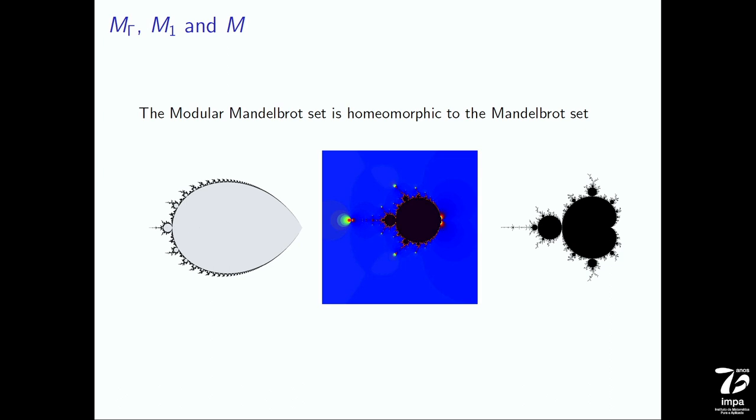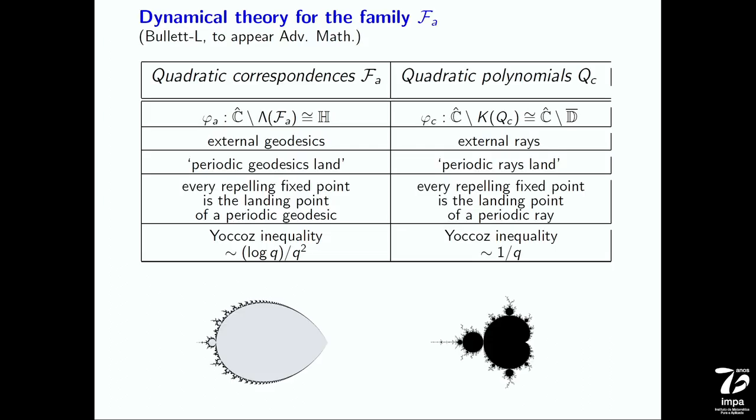But this tells us that the modular Mandelbrot set is homeomorphic to the parabolic Mandelbrot set, which is homeomorphic to the standard Mandelbrot set. And working with these correspondences, we developed a dynamical theory for these objects. And this dynamical theory parallels the dynamical theory that Douady and Hubbard developed for quadratic polynomials.